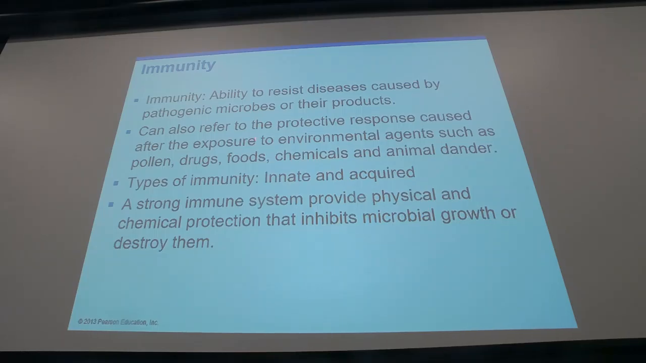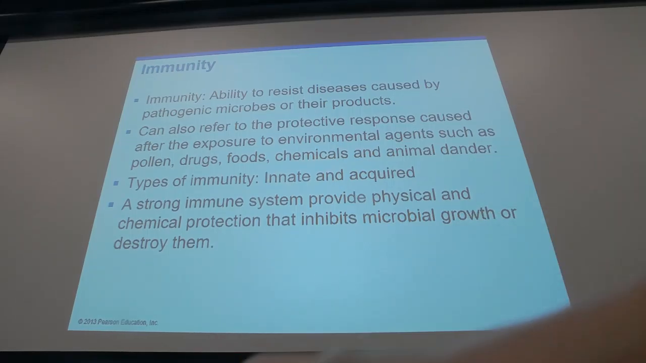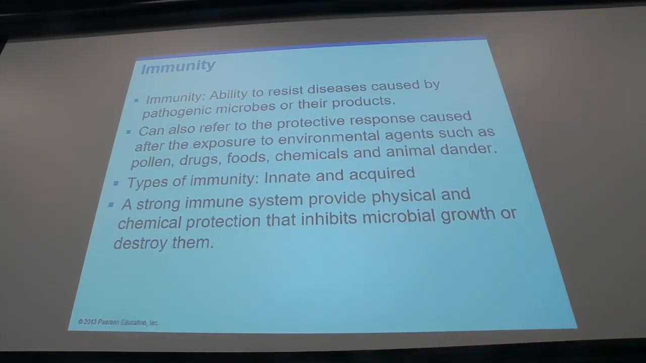So it can also refer to the response that we have after we have been exposed to environmental factors, agents like pollen, dander, anything that can cause an immune reaction. And then we have a subdivision of immunity that is called innate and acquired. Innate immunity is the one that we're born with, and it has different structures that protect us. For instance, we are born with skin and mucosas. So that's one of these mechanisms of defense.